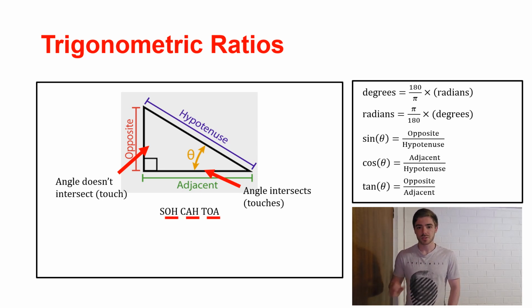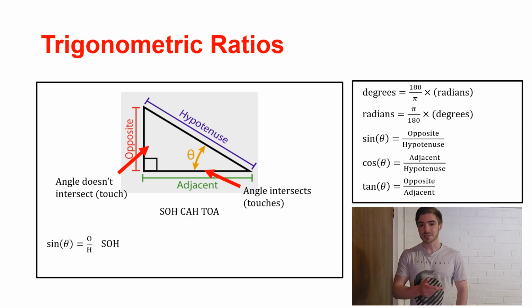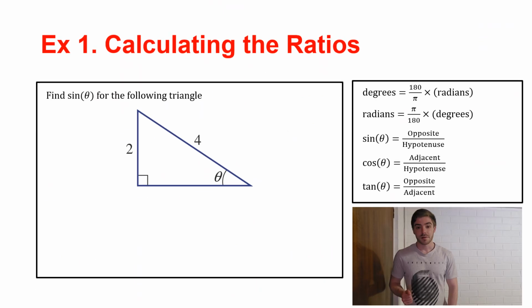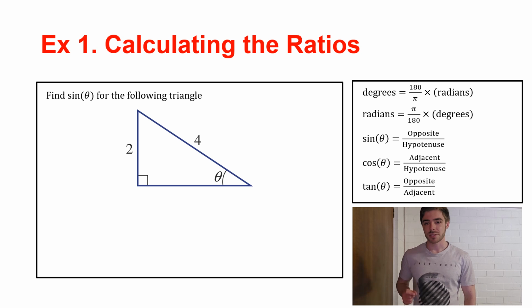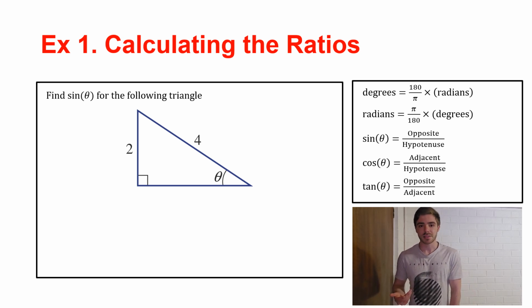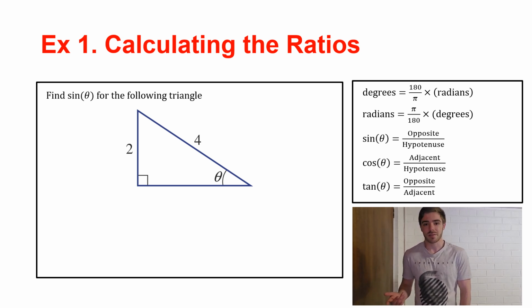So for example, SO means that sine, S, is equal to the opposite, O, divided by the hypotenuse, H. The same can be said for the other two ratios. Now, let's have a look at how we use these ratios. This question here is asking us to simply calculate sine of theta.